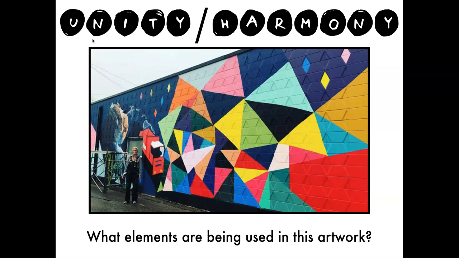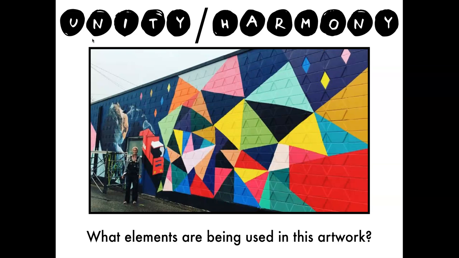So what elements are being used in this artwork? Remember, the elements of design are arranged to create a principle of design. And we know unity and harmony is created by repeating similar elements. So here we have similar shapes being repeated, and it's all geometric shapes that are being repeated. We're seeing the same type of flat texture in the way the paint is applied. The color is similar because all of the colors have a high intensity. We're not seeing any dull colors.